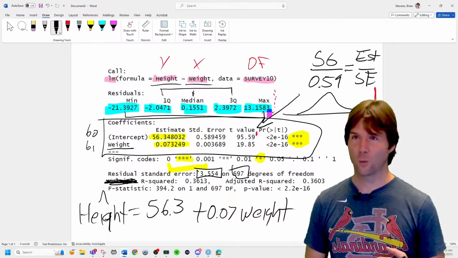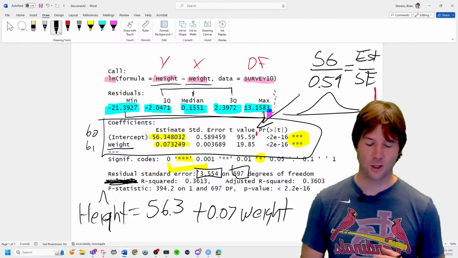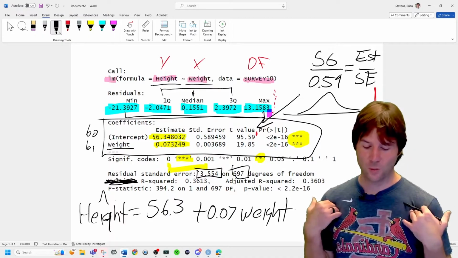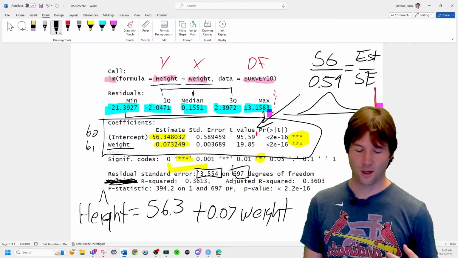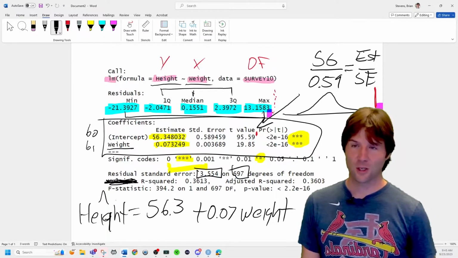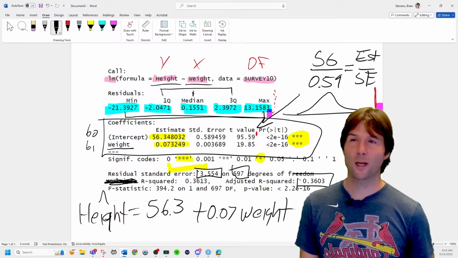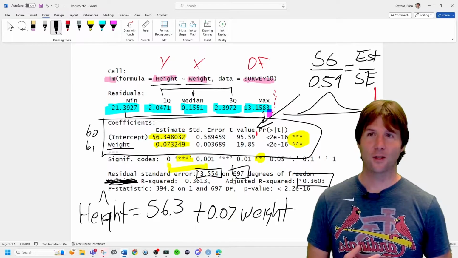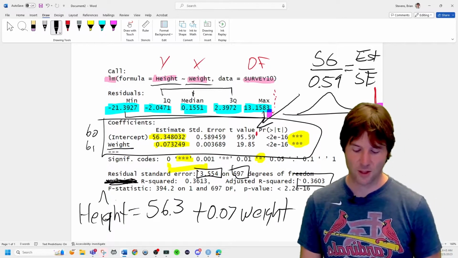It's the percent of variation in y explained by the variation in x, as in 36.13% of the variation in height is explained by the variation in weight, or knowing somebody's weight would get you about 36.13% of the way to understanding their height. Next, we have the adjusted r squared, which will be more important in the multiple world. It's a fair way to compare models that have more variables than others, and also it's going to penalize us for those extra variables. More about that when we get to multiple regression.